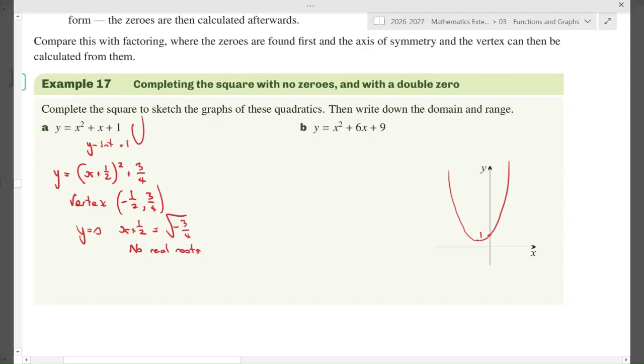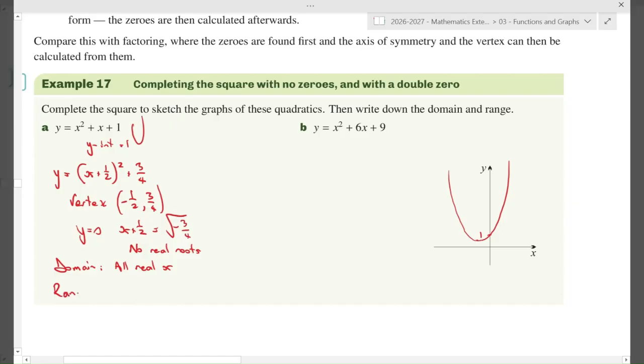Last part of the question says, what is the domain? Felix, what's the domain? Yeah. You can have all real x. You could put from minus infinity to positive infinity if you want it in bracket notation.